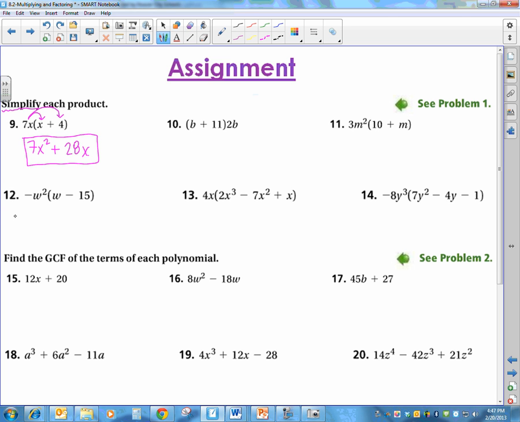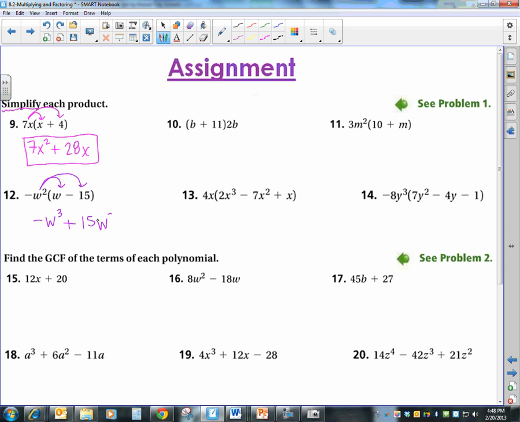Okay, number 12. We have a negative w squared times the quantity of w minus 15. All right, we're going to distribute. So I have a negative times a positive, giving me a negative. I have w squared and w, which is 2 w's and 1 w. Add those exponents to give me w to the third. Then I have a minus and a minus, or negative times a negative, giving me a positive 15w squared. So that's two more examples of simplifying.